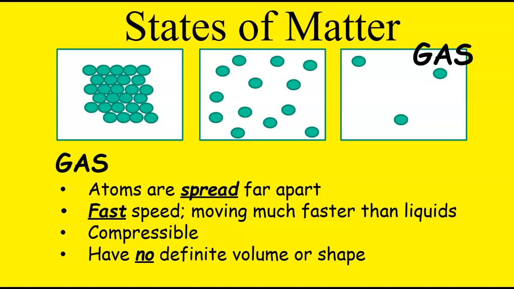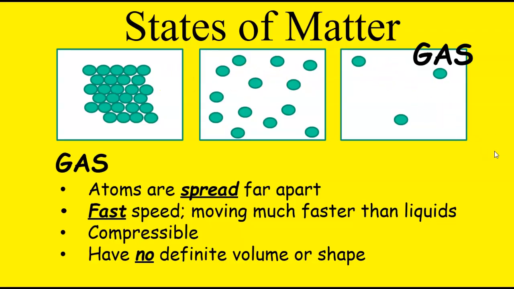They are compressible because, again, there's a lot of space between gas particles. So when you press on a gas, there's a lot of space, so the particles can move. Gases have no definite volume because they do not take up a specific amount of space, and they do not have a specific shape. So these are characteristics that you need to know about your 3 different states of matter.